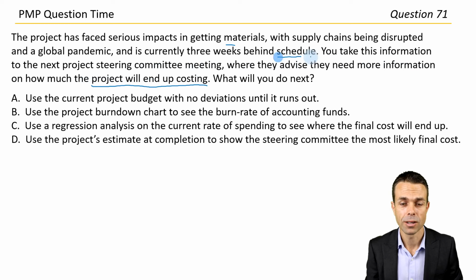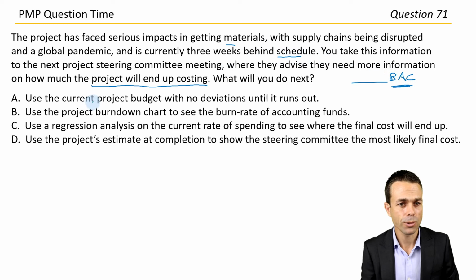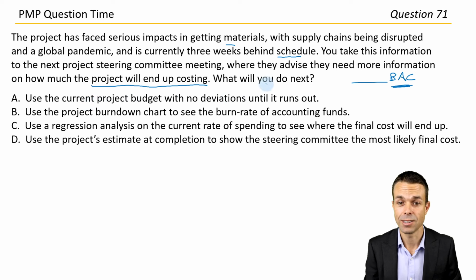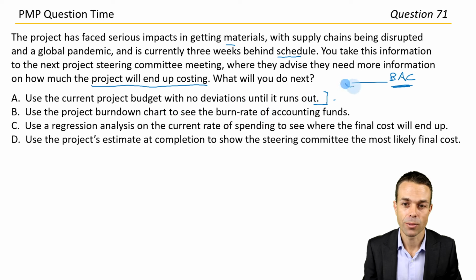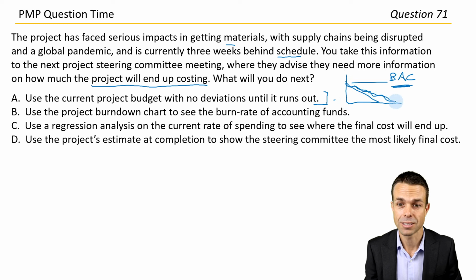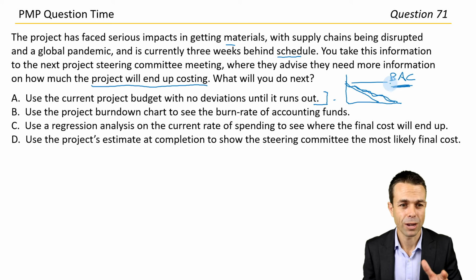So we're behind schedule. How much is our budget going to be? Budget at completion or something similar? Let's see what we've got here. Use the current budget with no deviations until it runs out. That probably won't help us with what they need to know, so let's see if there's a better option. Use the project burn down chart to see the burn rate of accounting funds. That's more about the features or the user stories that are being completed. So we thought that it was going to go this fast and it's going this fast. We could use that for a bit of variance analysis, but I don't know if that's the best answer here.